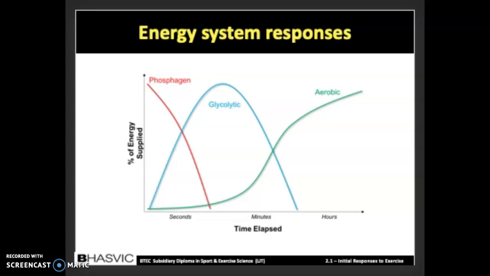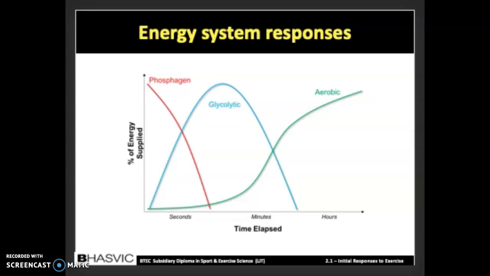Energy system responses. The body contains three energy systems, and an energy system is a system that is made to produce, transform, and supply energy for the body. There are two anaerobic energy systems, the PC store and the anaerobic glycolysis store, and there is one aerobic energy system known as aerobic glycolysis.